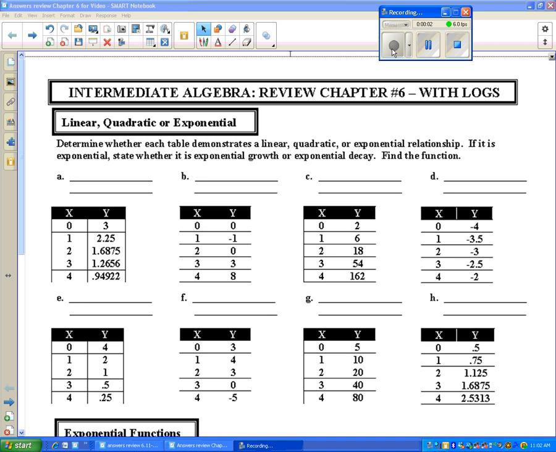So here is the video answer key for chapter 6. Determine whether each table demonstrates a linear, quadratic, or exponential relationship. If it is exponential, state whether it is exponential growth or exponential decay. Find the function.